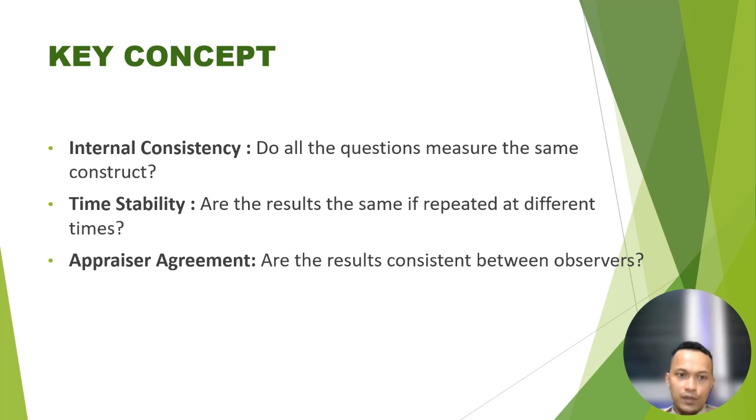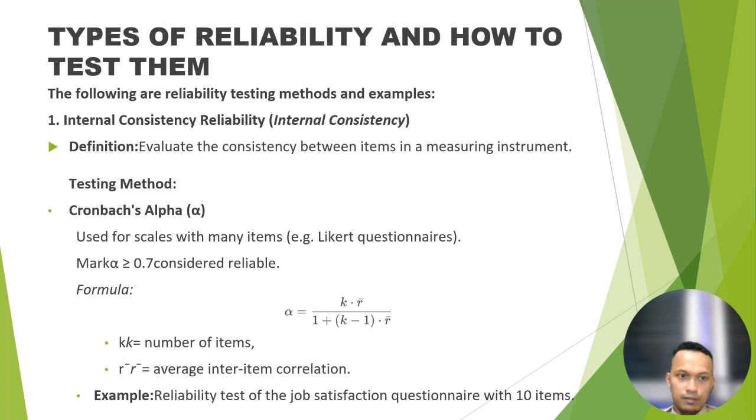Yeah, key concepts: internal consistency, time stability, and rater agreement. The types of reliability and how to test them. The first is internal consistency reliability, which evaluates the consistency between items in a measuring instrument. The testing method is Cronbach's alpha, and we can use the rule like this one.